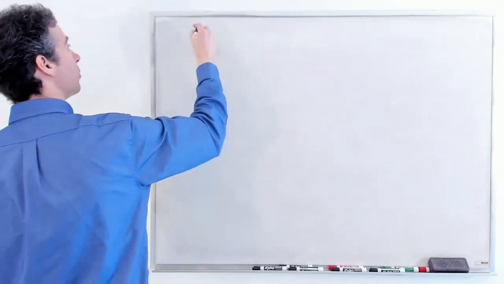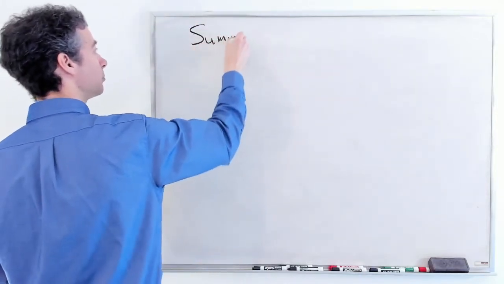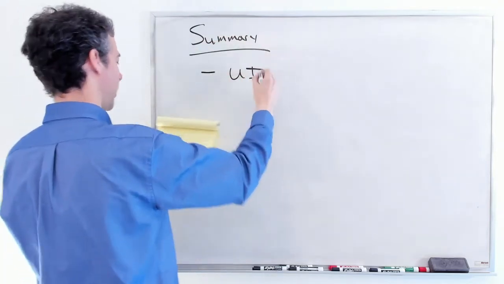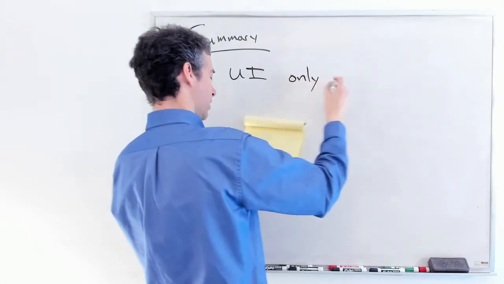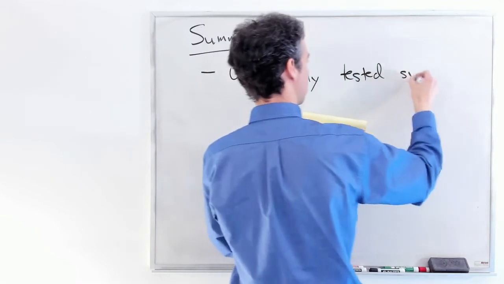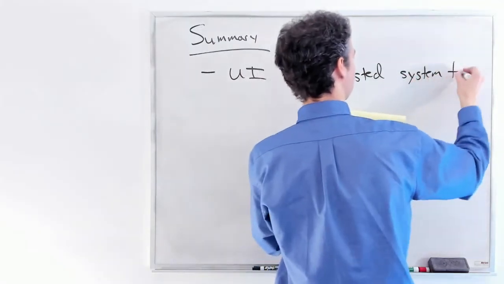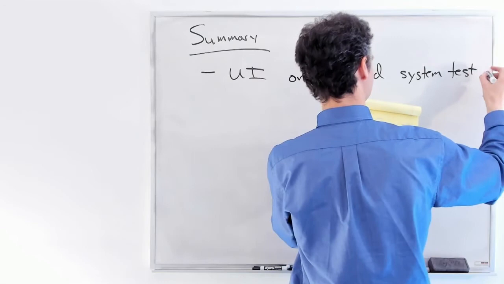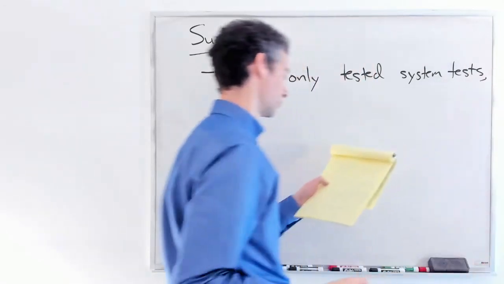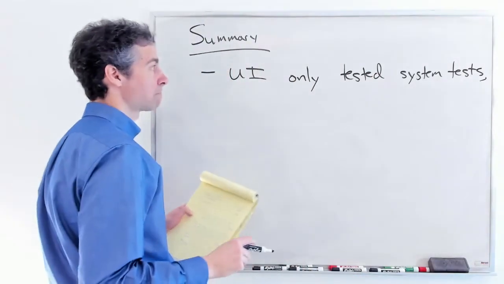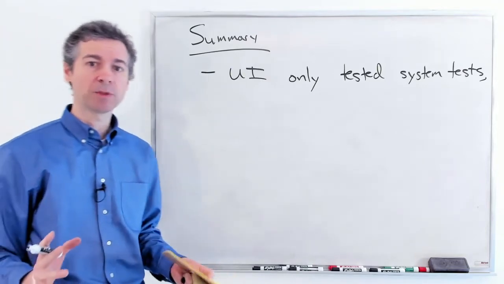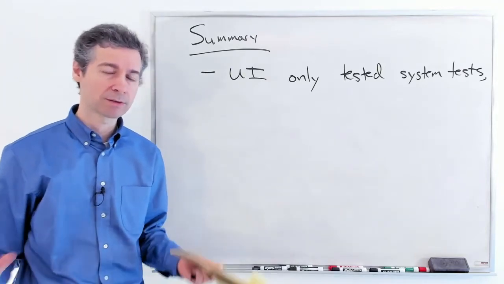So let's just give it a high-level summary again. So the user interface. We only bother to test the user interface with our system tests. Okay? Don't be testing the user interface elements in all of your controller tests. All right?